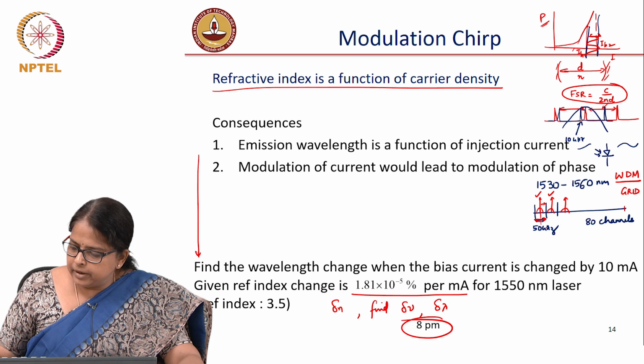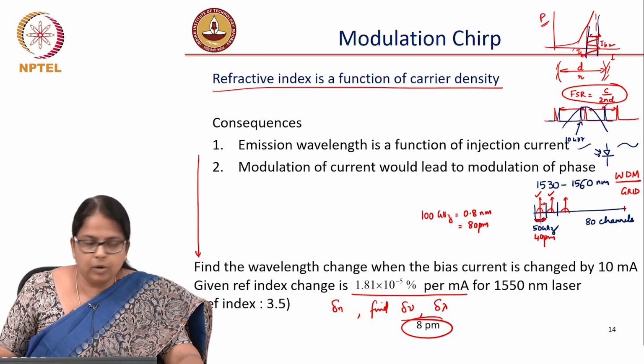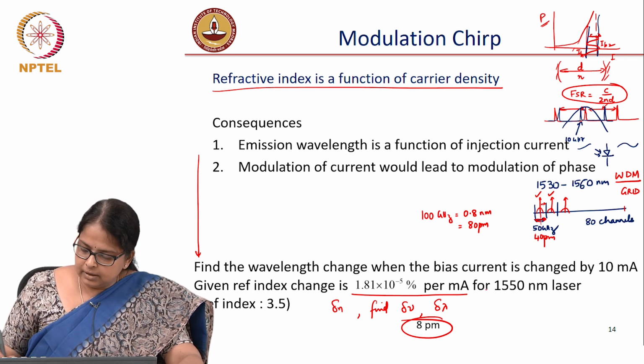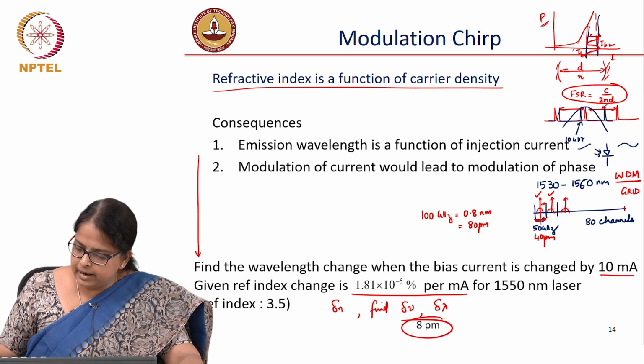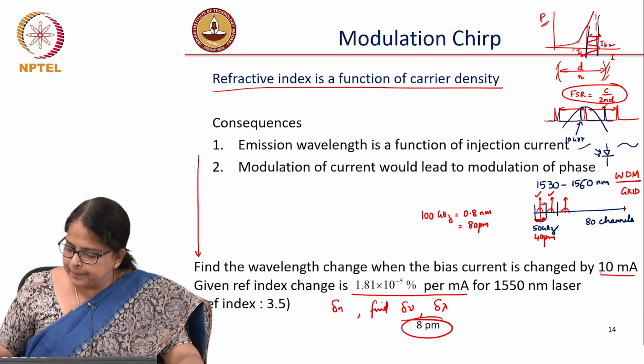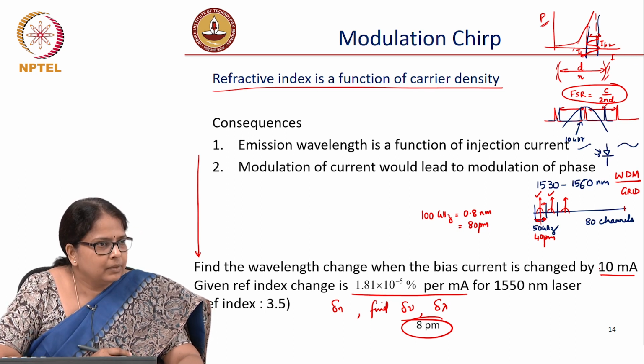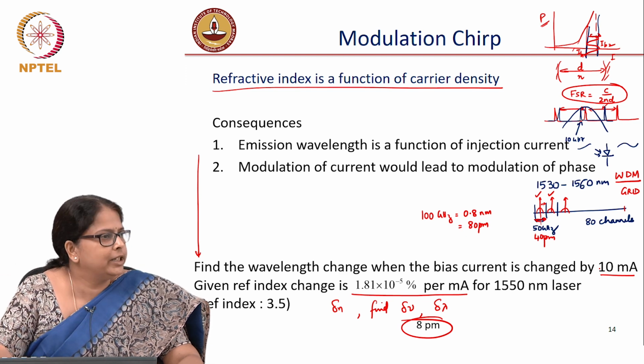To give you an idea of order of magnitude, 100 gigahertz is 0.8 nanometer, which is 80 picometer. So, 50 gigahertz is roughly 40 picometer. So, the grid is at 40 picometers, and a 10 milliamp change of current results in 8 picometer change. So, if you want to move to the next grid, if you move by 50 milliamps, you have actually moved into the next grid. If your bias current changed by 50 milliamps, you move to the next grid.